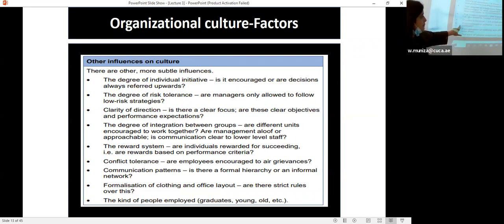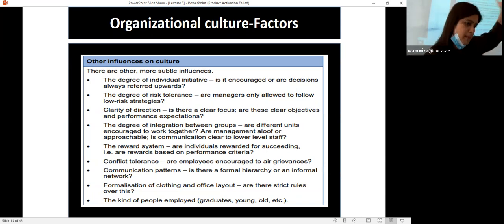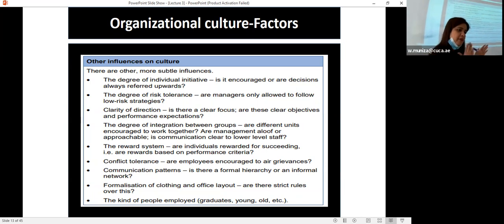Then, my dear students, communication patterns. Is there a formal hierarchy or any informal network? In organizations, my dear students, formal and informal networks go hand in hand. There is a formal network which comes from the organizational tree: senior management, above that the strategic apex, then supervisors, and then laborers. And apart from that, there is an informal network also.